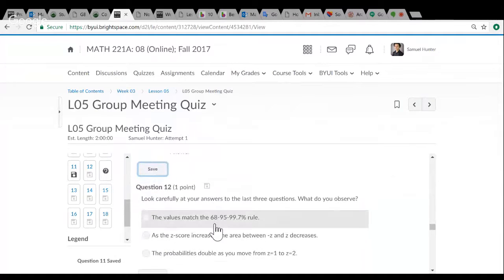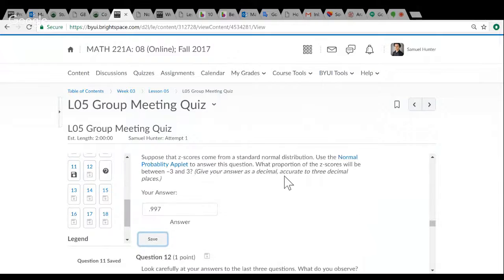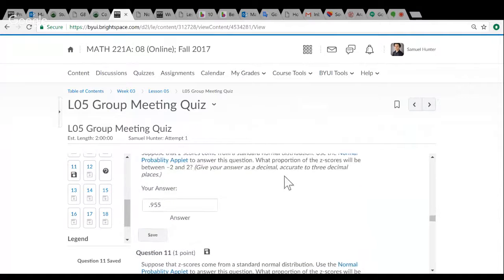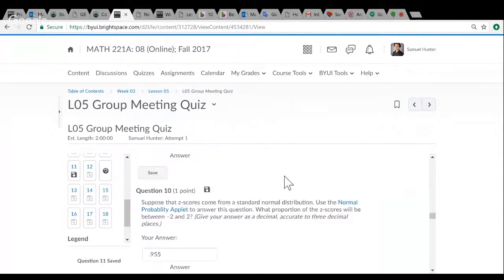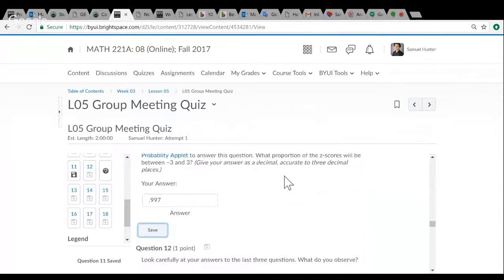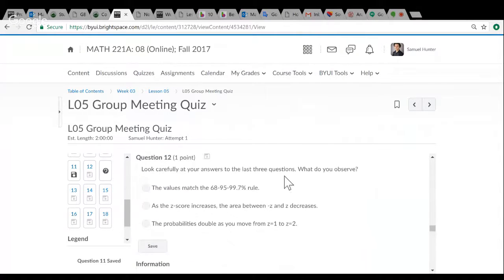Look carefully at your answers to the last 3 questions. What do you observe? 0.997, 0.955, 0.683. So that's it, right? Yeah, the values match the 68, 95, 99.7. Okay.